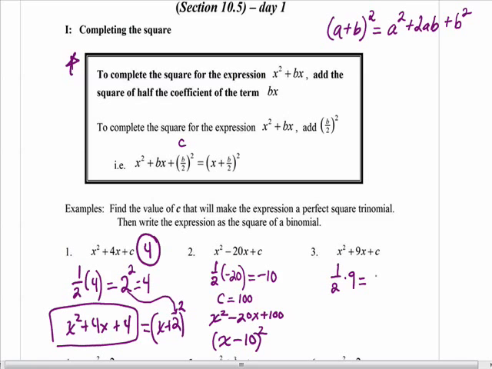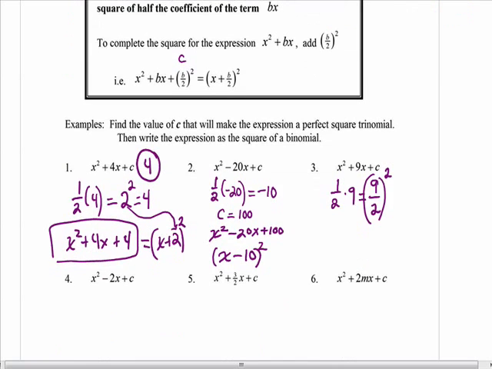4.5. Now we're not going to have it as a decimal. Let's leave it as an improper fraction of 9 over 2. Then it says to square that whole value. So I'm going to take 9 over 2 and square it. What do you get? 81 over 4. 81 over 4. Nice. So our trinomial is x squared plus 9x plus 81 over 4. Have I lost anybody? Any questions so far? I'm taking half of b and I'm squaring it to get that value of c.